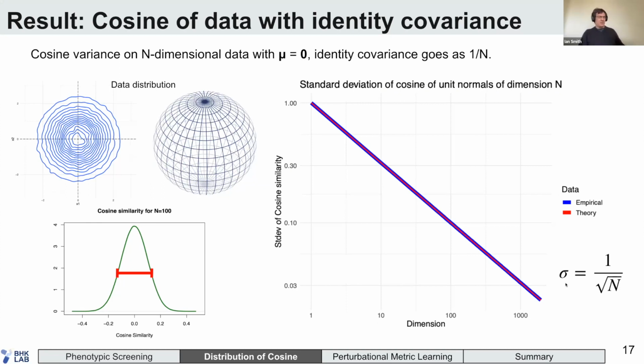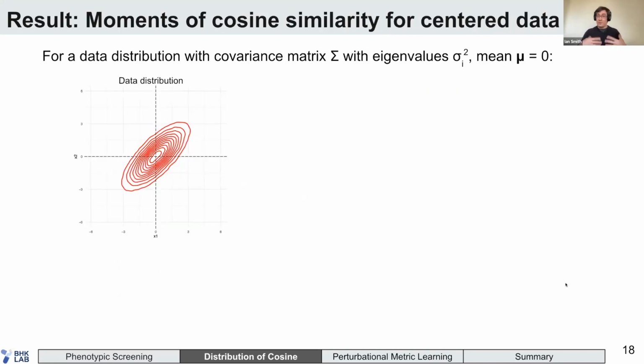I don't think this particular result is all that surprising. You see it with Pearson correlation also. So, okay, things get a little bit more interesting with a more complicated data case. So imagine you have a data distribution with some covariance matrix where now the eigenvalues aren't all equal. So here's a little cartoon where you see that the axis that's longer has a larger eigenvalue than the smaller one. But we're still mean 0.